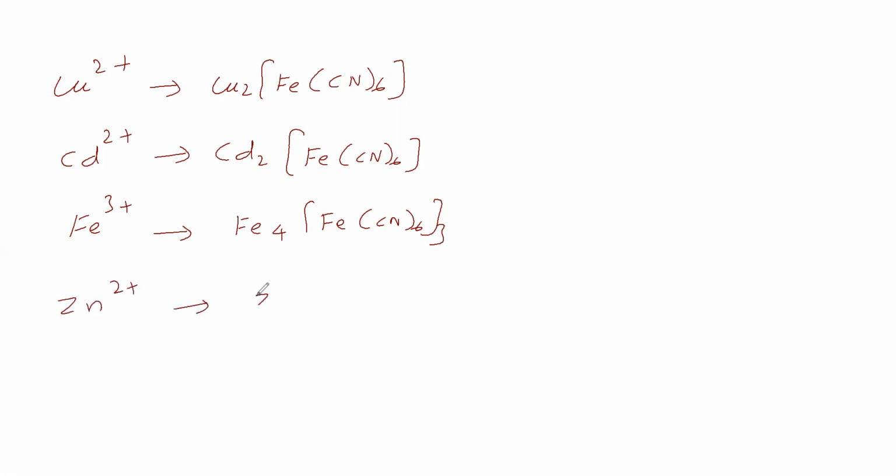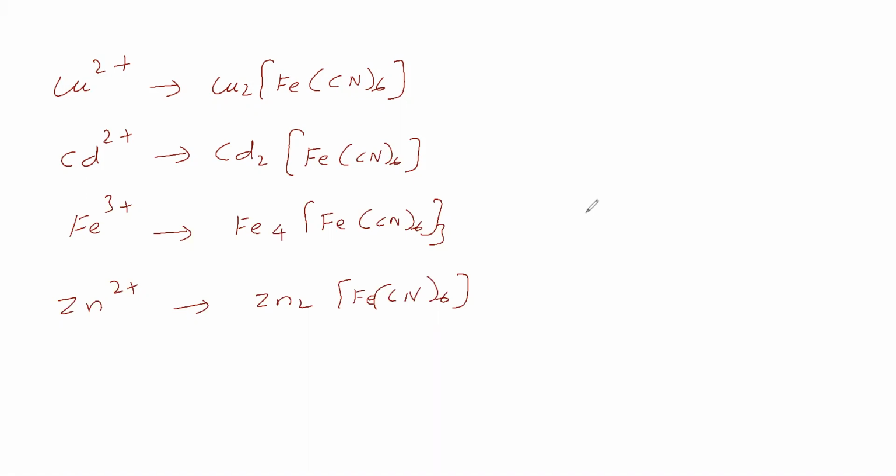Then we add it to zinc. We are getting Zn2[Fe(CN)6] precipitate. This is a white precipitate, otherwise a bluish white precipitate.